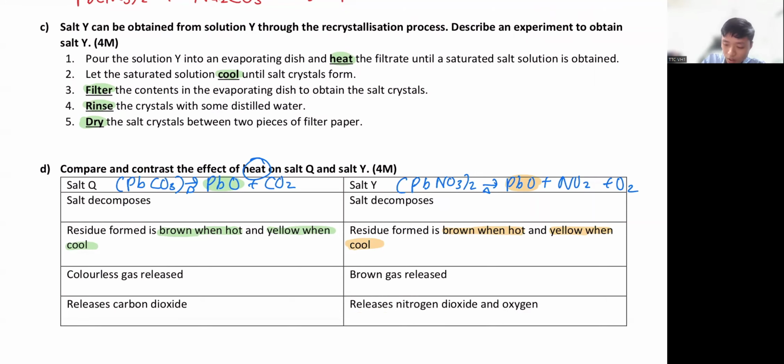The only difference is the gas. One is a colorless gas, one is a brown gas. The brown gas is because you have NO2, nitrogen dioxide. When you heat lead carbonate, you get carbon dioxide. When you heat lead nitrate, you get nitrogen dioxide and oxygen.